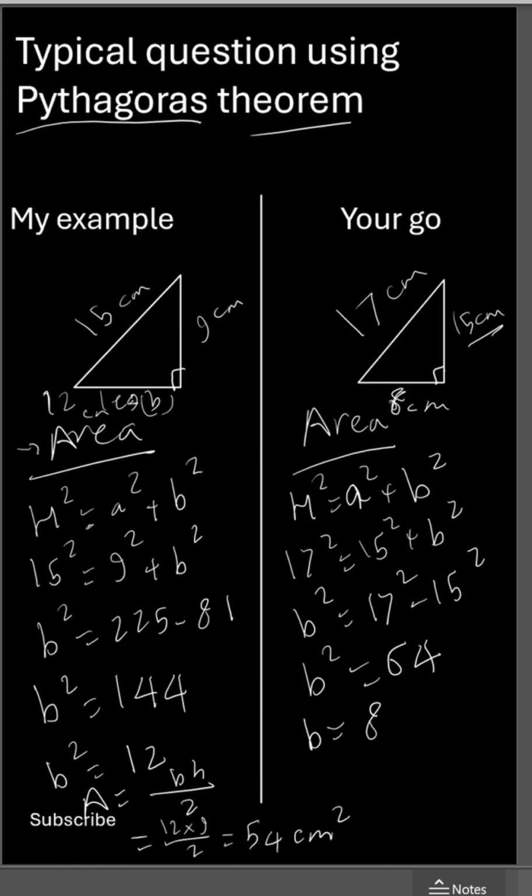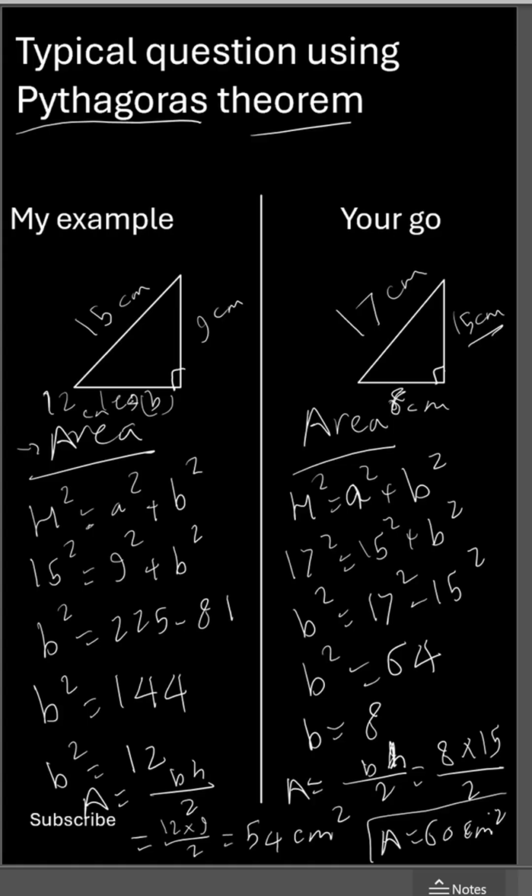So the base times the height over 2 gives me the area. So base is 8 and the height is 15, over 2. So the area is 4 times 15, gives me 60 centimeters square. Okay, hopefully that's what you got.